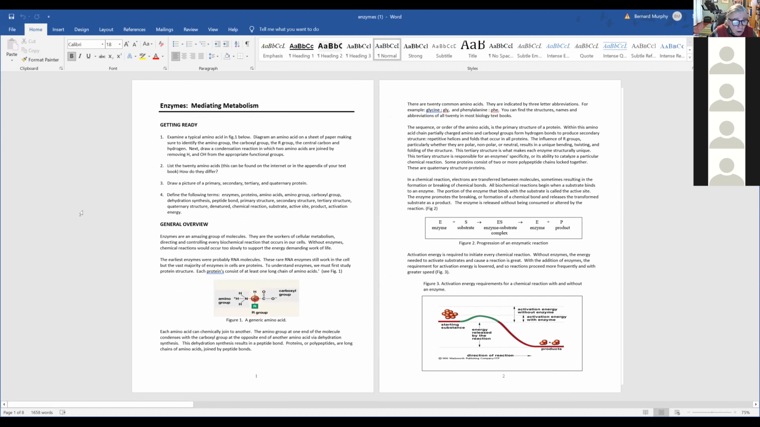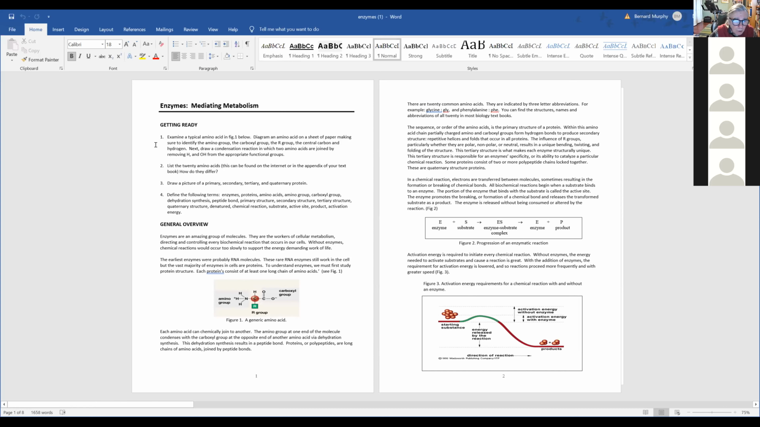Okay. A lot of lab documents have this getting ready section. It's like a pre-lab thing. It's good to go over it, but I don't expect you to fill in that part. I usually go over it myself. You fill in the back part.